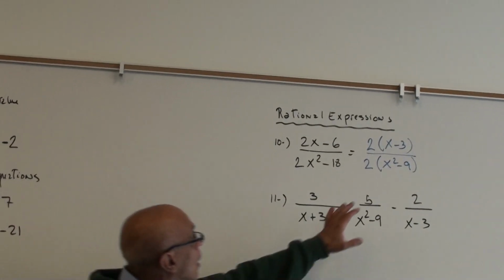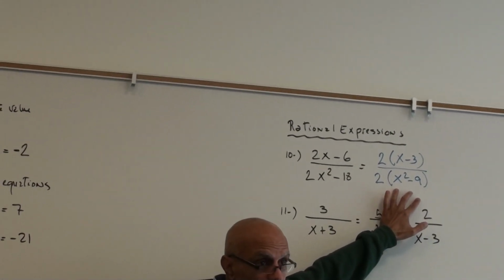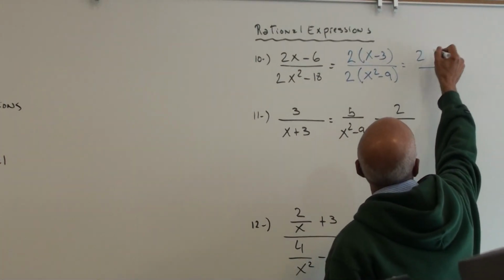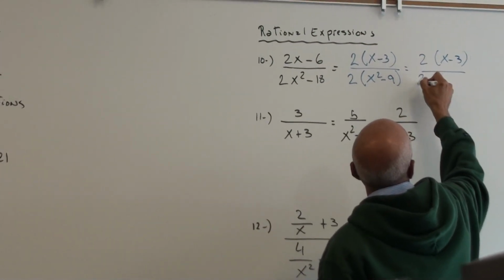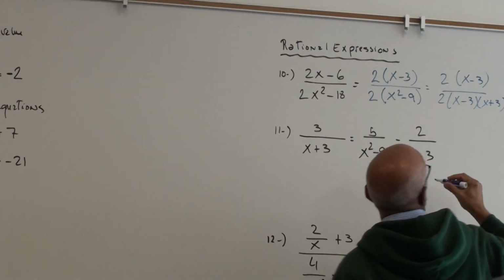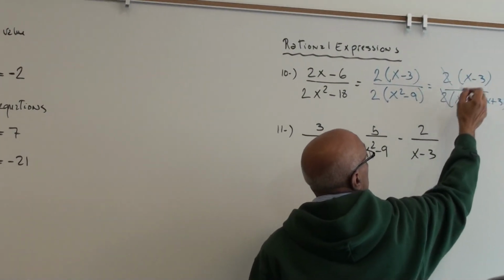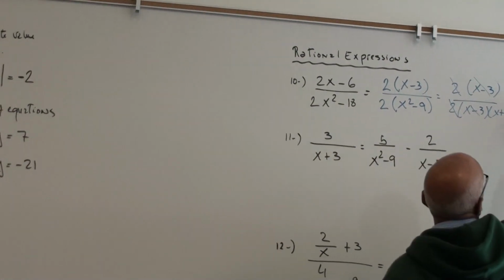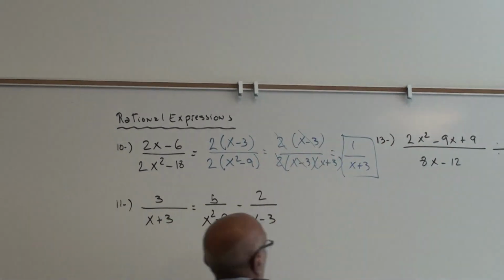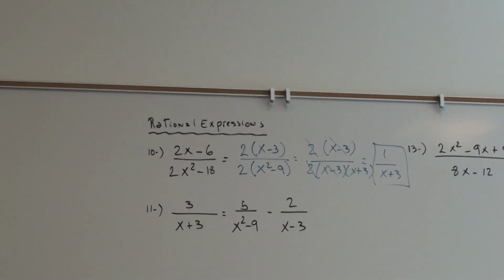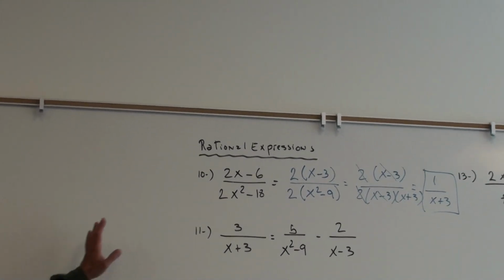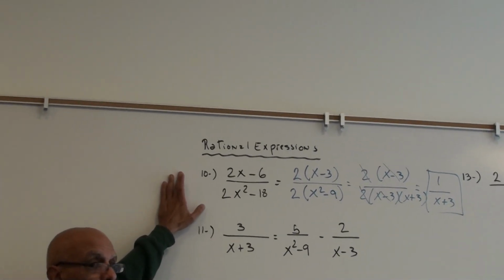Well, the difference between squares, I can factor there, so I'm going to do that and see what happens. So I have 2 times x minus 3, over 2 times x minus 3 times x plus 3. Now, what I need to do is simplify this with this, and this with this, so the answer here is 1 over x plus 3, okay? All right? So this is the next step. After factoring, we're going to study rational expressions, okay?